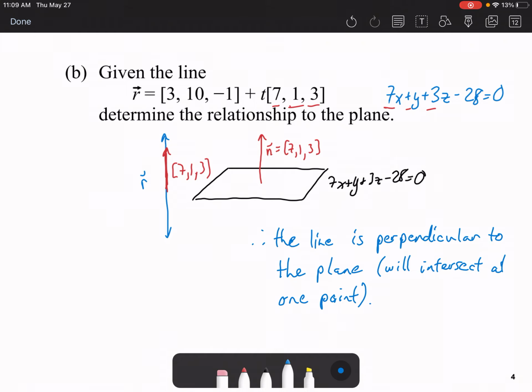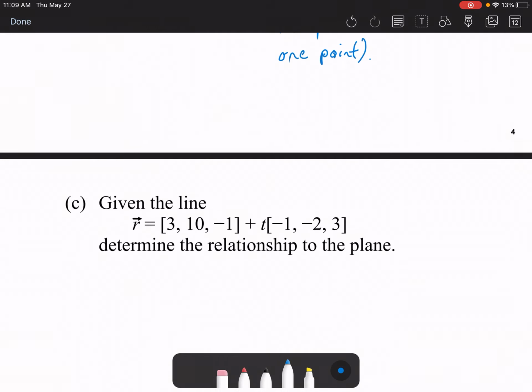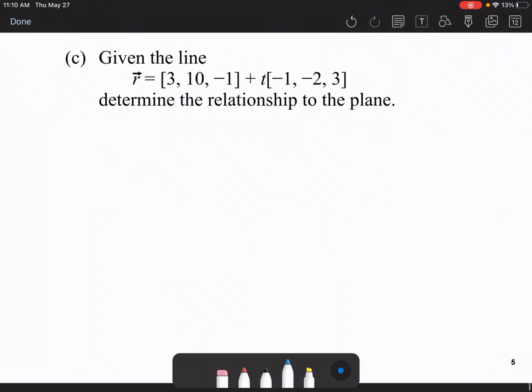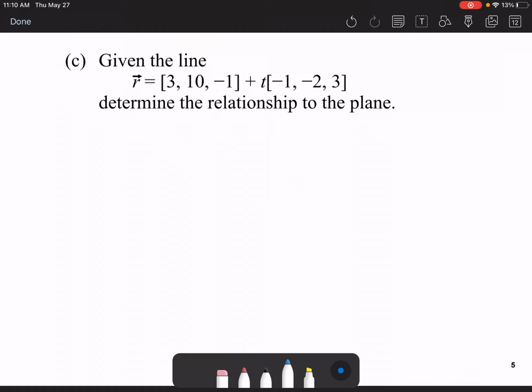Okay, so with that being said, let's move on to part C. So now we're given the line (3, 10, -1) plus t times (-1, -2, 3). Determine the relationship to the plane. So again, my plane's equation was 7x plus y plus 3z minus 28 equals 0. At this moment, I'd suggest you pause and try to figure out the relationship to this plane.